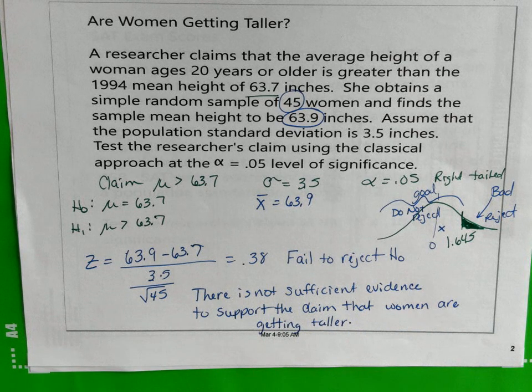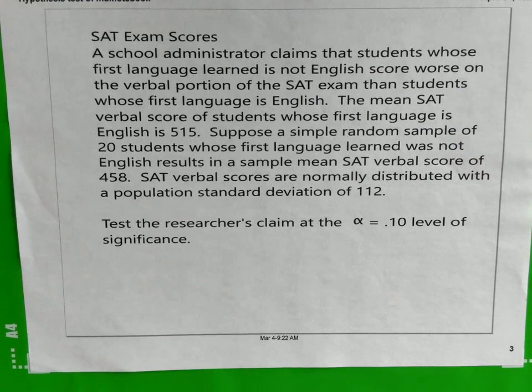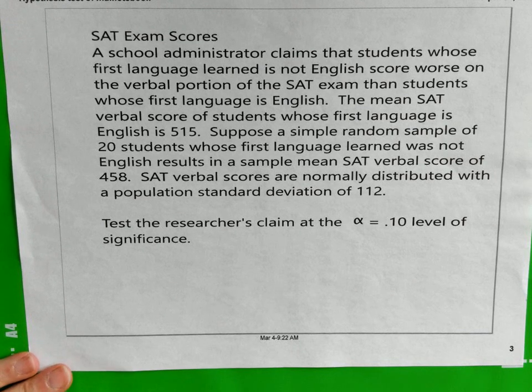Okay, so we've done a left-tailed test. We've done a right-tailed test. Let's see what number 3 is. Okay. SAT exam scores. A school administrator claims that students whose first language learned is not English score worse on the verbal portion of the SAT exam than students whose first language is English.